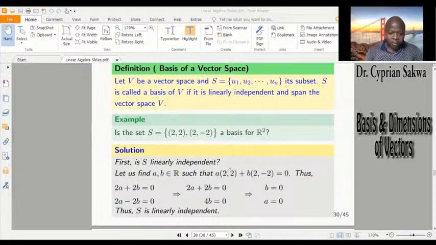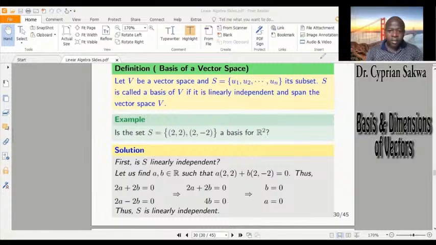So I just multiplied A times the first vector plus B times the second vector, and this is the system of linear equations I have. I reduced it to echelon form, and this is what I obtained. My last row here implies that B is 0. So solving going up, if B is 0, then A is also 0. So the two scalars A and B are both 0. In other words, S is linearly independent.